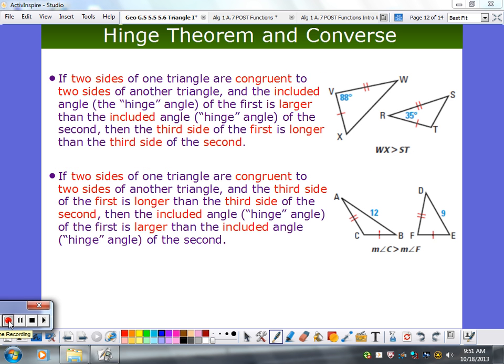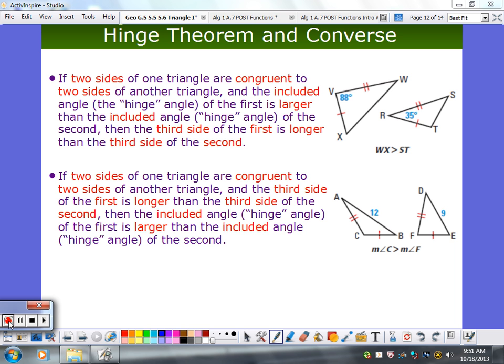All right, what is the Hinge theorem? These theorems are just so crazy complicated the way they're written that I think it's easier just kind of talking them out. I like to think of a hinge on a door. We're looking at the door. You know that's what the hinge is, right? If you open the door wide, how big is the opening compared to if you open the door a little?